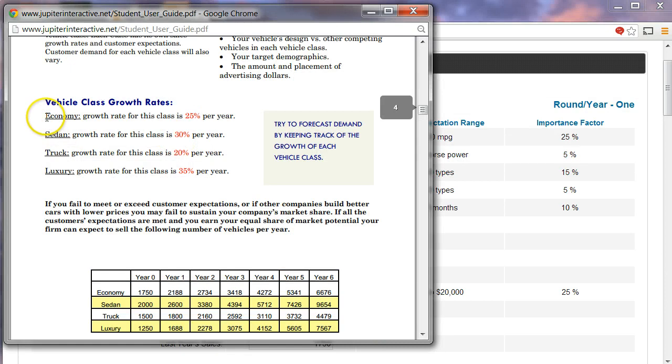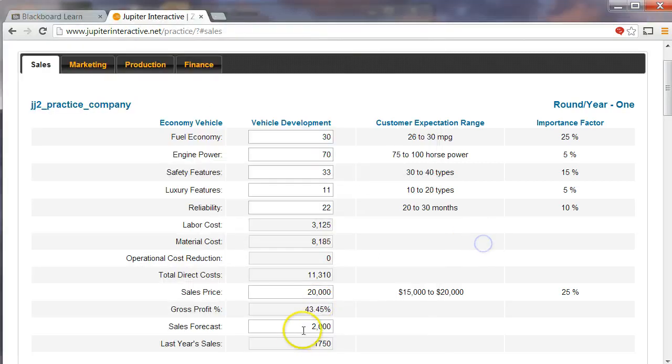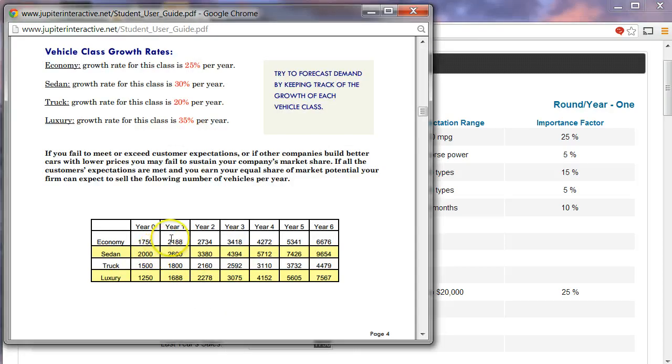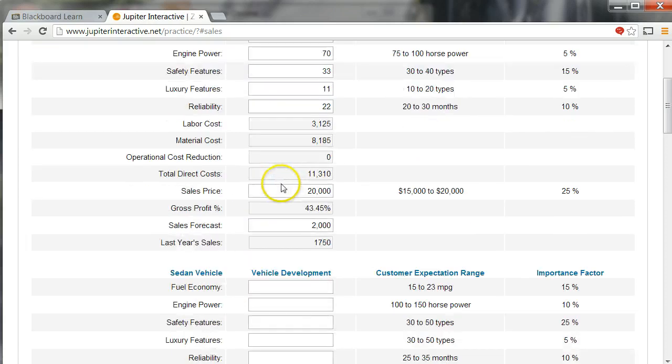Here they tell me that the economy growth factor for the economy class car is 25% per year, and they give me a chart. They explain that if everybody built the same exact car and made the same exact advertisement, this is probably how many you would sell. Year 0 is 1750. That was last year's sales. So year 1, they expect that my car could sell 2,188 units if I'm equal to everybody else. I feel that my car is not as good, so I'm going to put 2,000, under the suggested forecast.